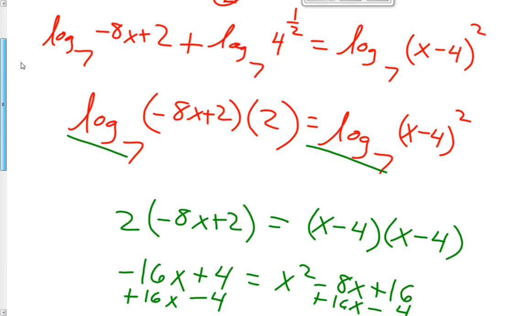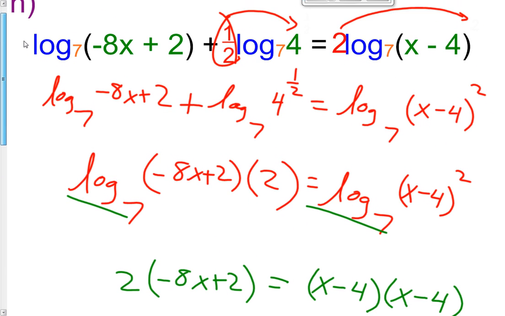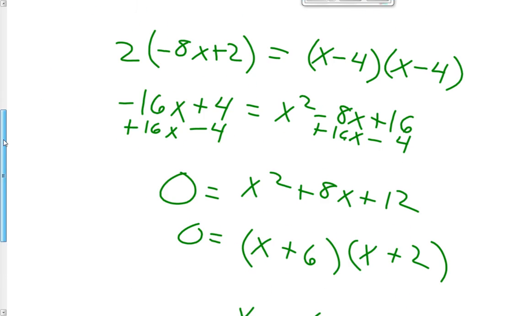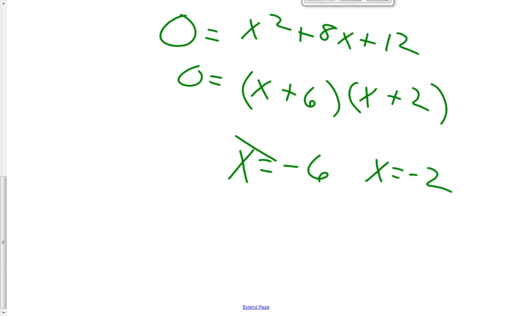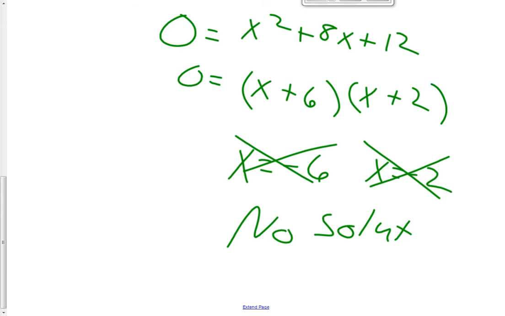When we check our work, we can't take the log base of a negative number. So if you put negative 6 and negative 2 into this one right here, you would end up with both of them being a log base of a negative number. So this one does not work, this one does not work. For this one, there is no solution. And there's the answer for problem letter H.